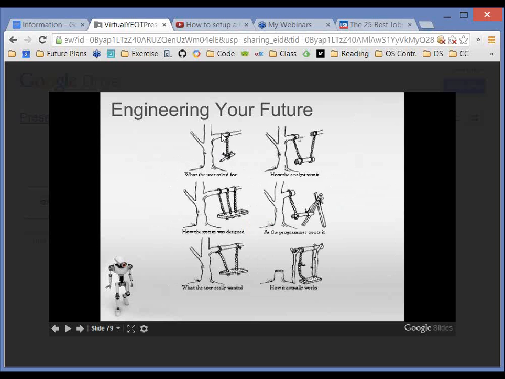What the user asked for is the first one. Then how the analyst saw it. I don't know why the analyst saw it like that. How the system was designed, three ropes. As the programmer wrote it, he didn't spend very much time. He took a shortcut, put up some sticks. What the user really wanted was a simple swing, and how it actually works is a stick and a string and another rope. Okay, so I don't know what this means. It's a commentary on analysts and systems and users, and really it's about communication. The important thing is, does it work? And only the user can tell you.